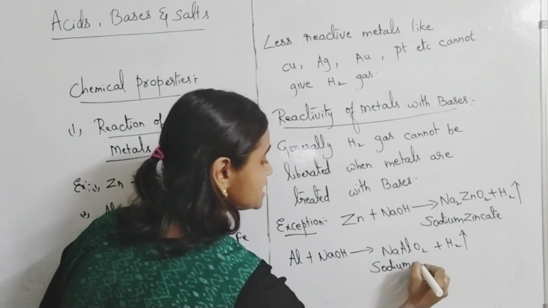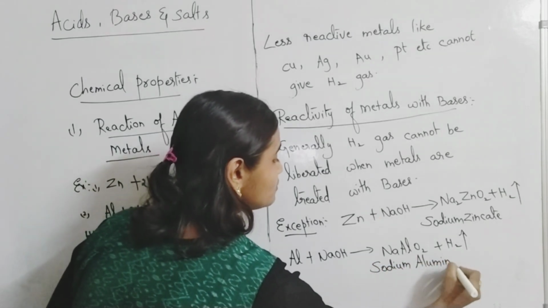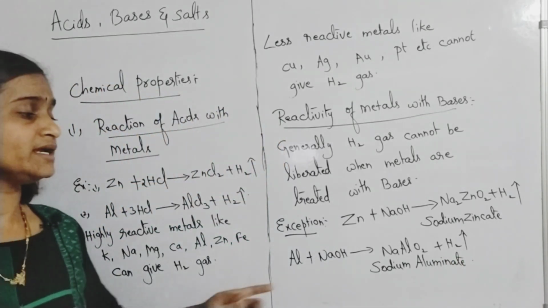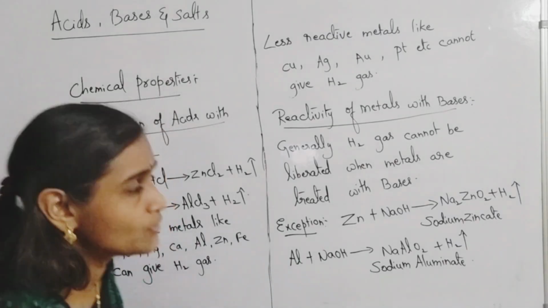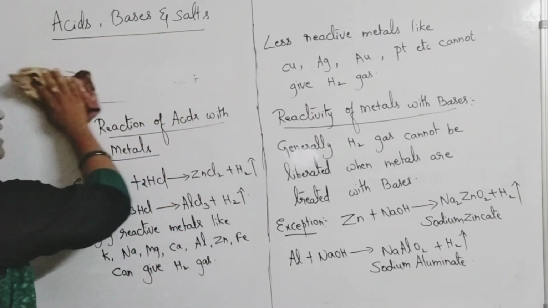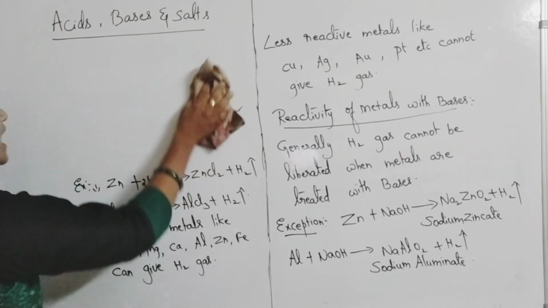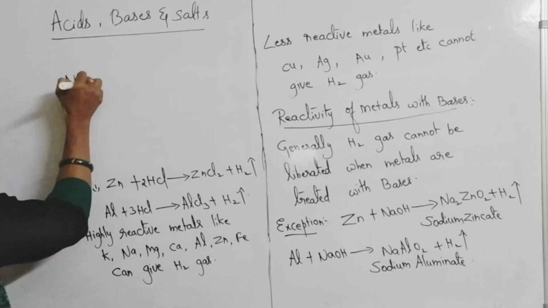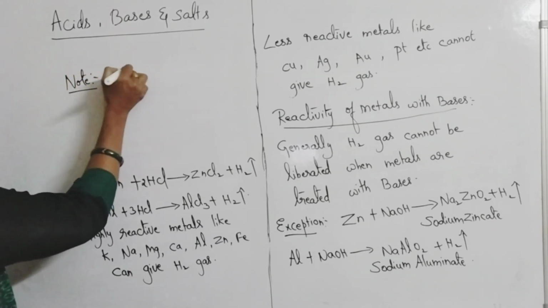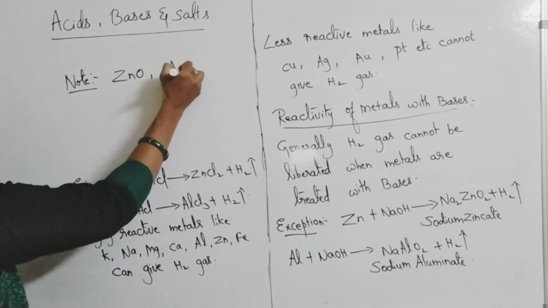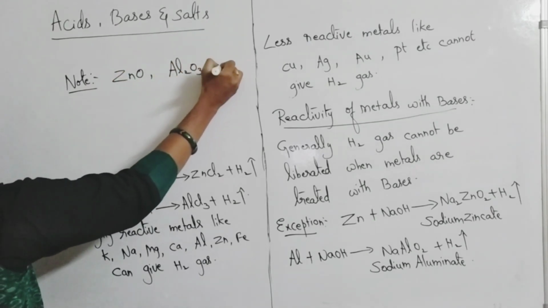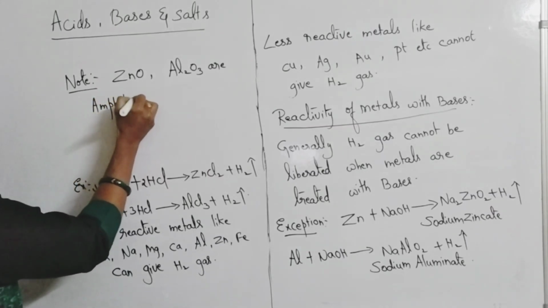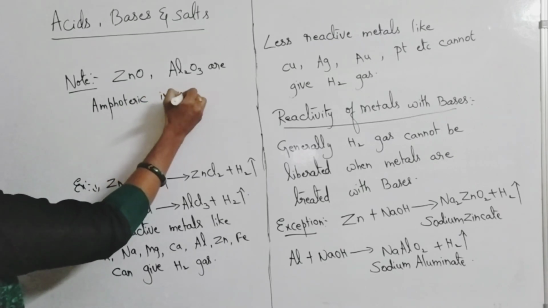So sodium zincate and sodium aluminate are what? Amphoteric in nature. You write that as a note point. Generally Al2O3 and zinc oxide are amphoteric in nature. Note. ZnO, zinc oxide, and Al2O3, aluminium oxide, are amphoteric. What is amphoteric?